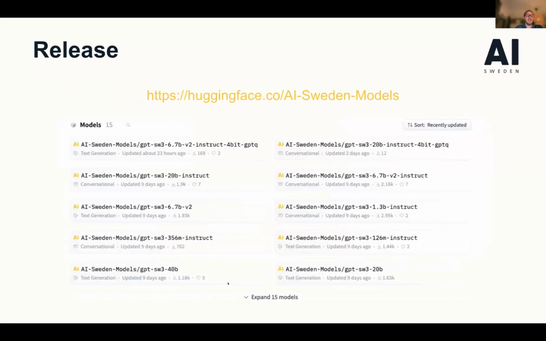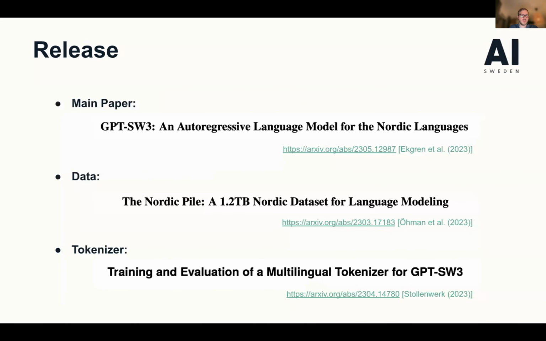Okay, and finally, I'm going to talk about the release. The models were recently released. They're publicly available on Hugging Face. As you can see here, we have both the pre-trained models, the instruction models, and also quantized models. So feel free to try them out. We also have 3 papers about GPT-3. There's the main paper, and then we have a separate paper about the dataset, the Nordic Pile, and a separate tokenizer paper as well, where we go in depth regarding the tokenizer analysis that I showed you a little part of today in the presentation.